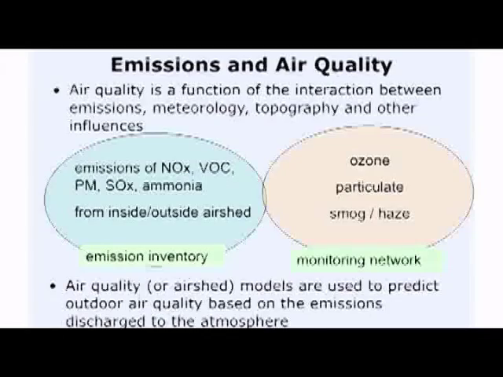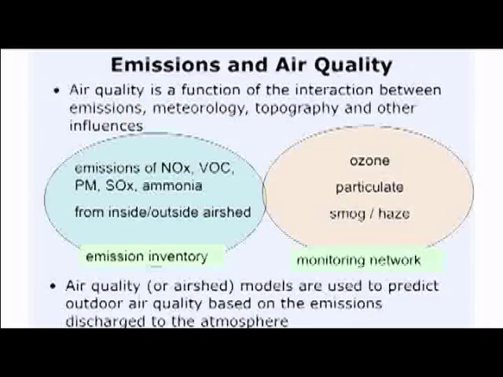So to start, I want to quickly explain the complex relationship between emissions and air quality. The key thing to remember is that emissions do not equal air quality. Air quality is a function of the interaction between the emissions themselves and then various influences related to meteorology, topography, and other influences. So if we look at the oval on the left-hand side, we have emissions of nitrogen oxides, VOCs, volatile organic compounds, particulate matter, sulfur oxides, and ammonia. And these originate from industrial stacks, vehicle tailpipes, chimneys, all sorts of different emission sources, both within the region and transported from outside the region.